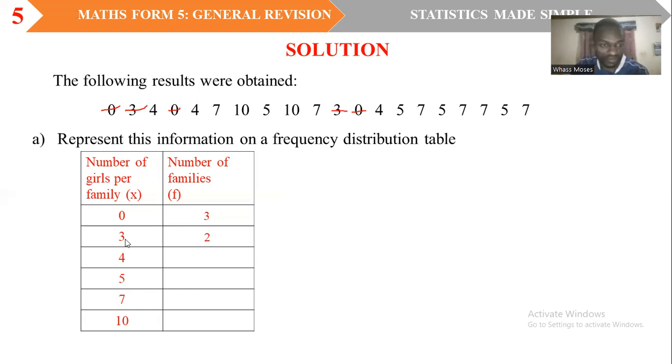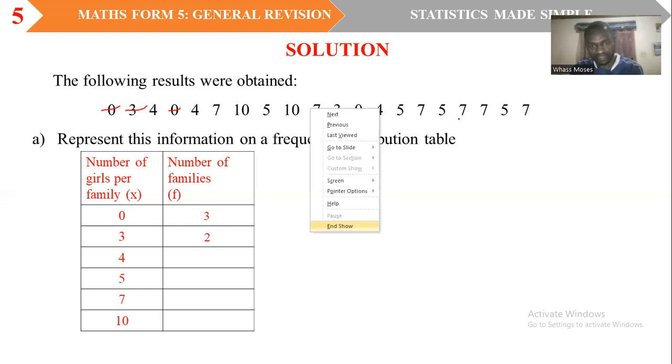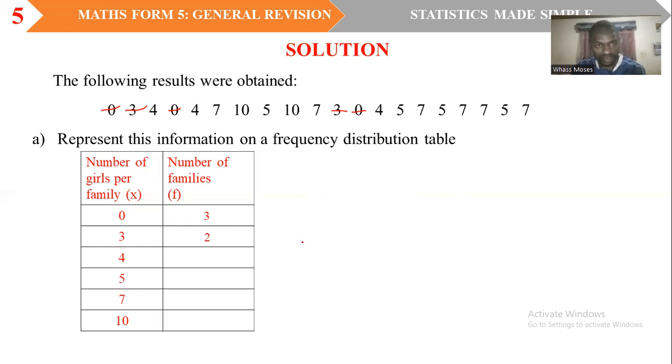The next is, we look at the number of families having 4 girls each. Now, again, to do this, we count 1, 2, 3, and that is all. So we also have 3 families, each having 4 girls.